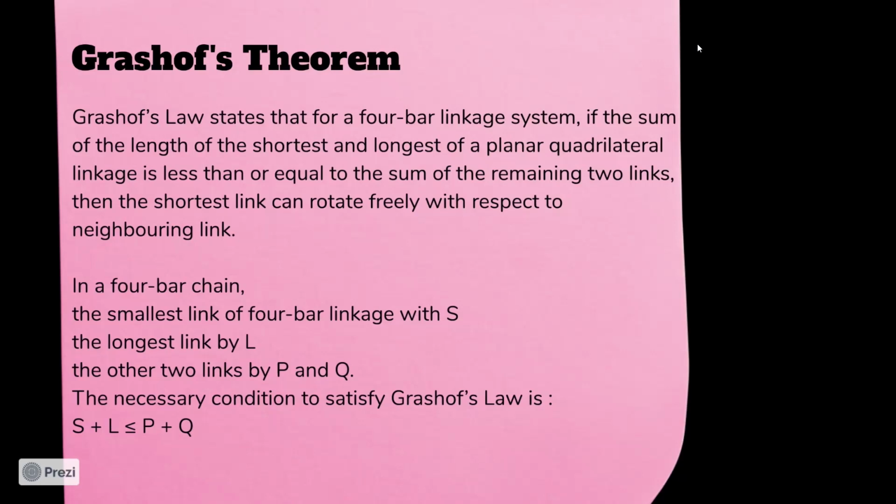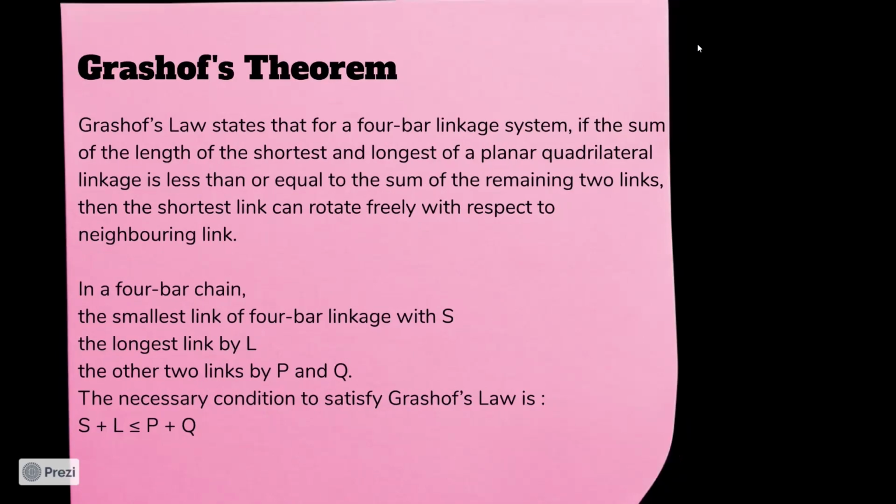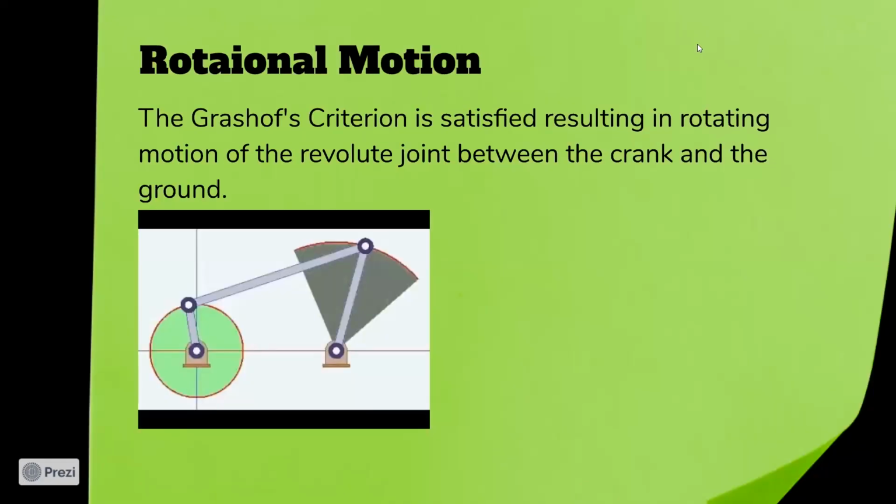If the sum of the lengths of the shortest and the longest links is less than or equal to the sum of the lengths of the other two links, then the mechanism will exhibit a continuous rotation of one of its links, typically the crank or the ground link. The Grashof's criterion is satisfied, resulting in rotating motion of the revolute joint between the crank and the ground.